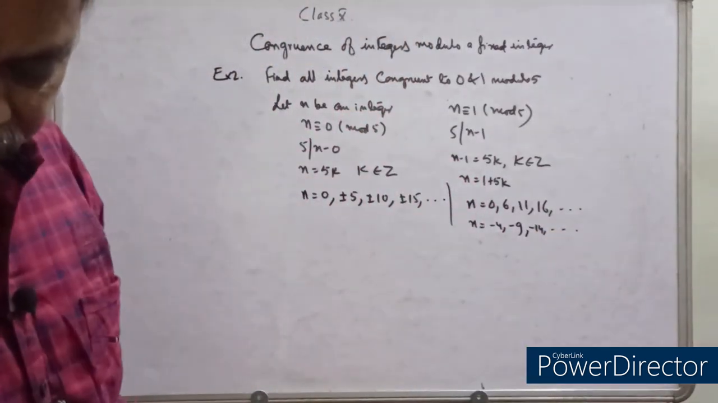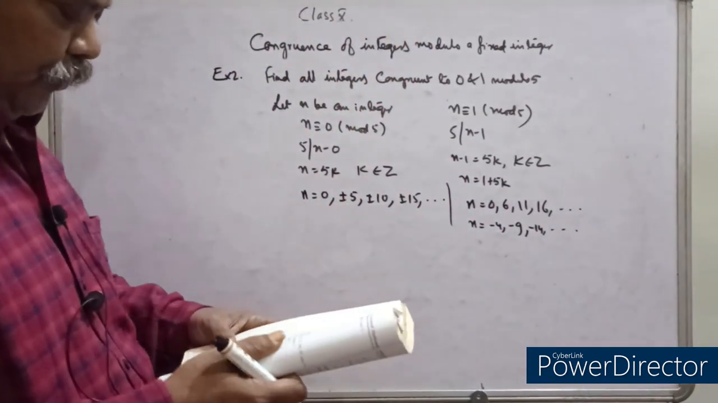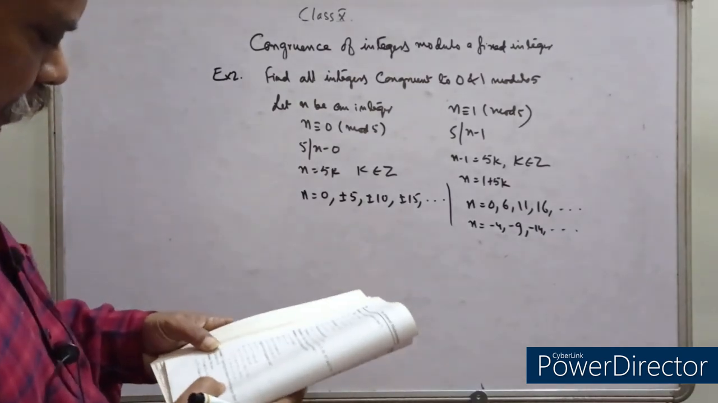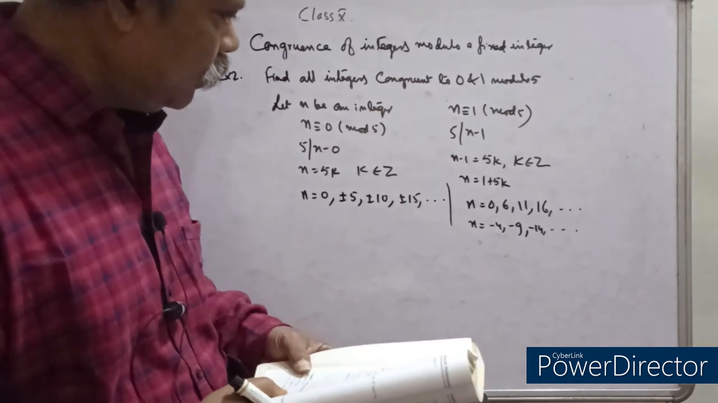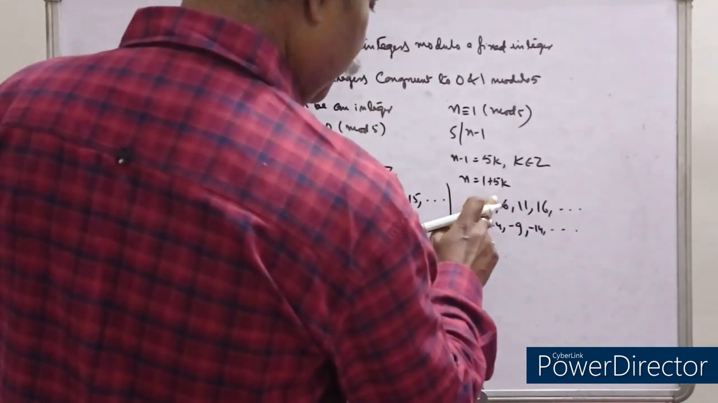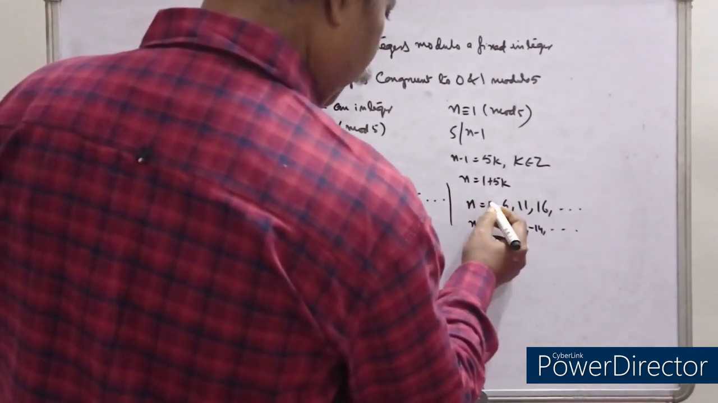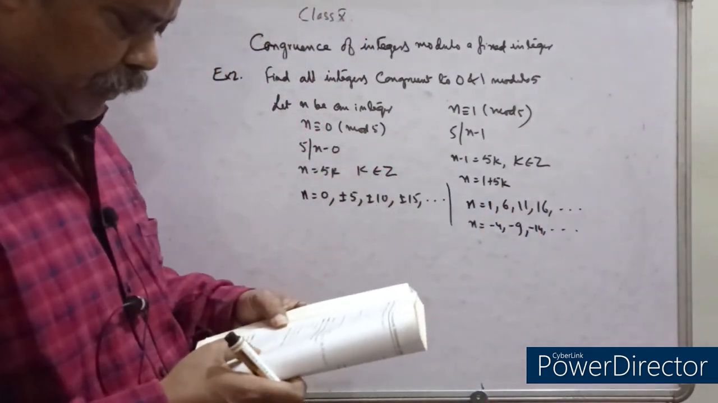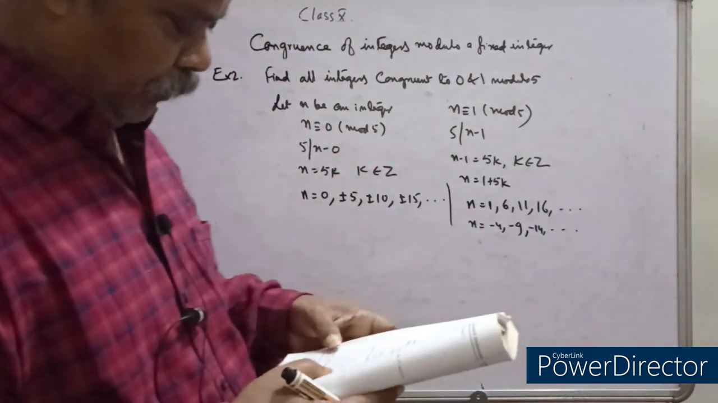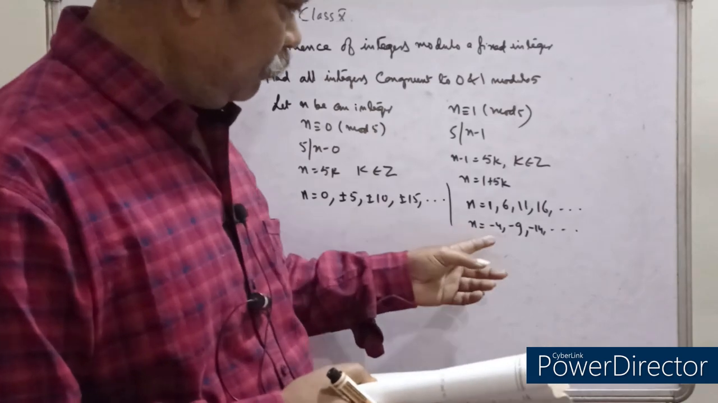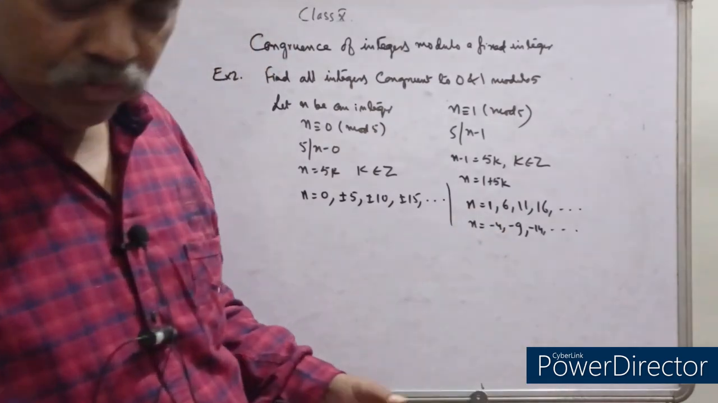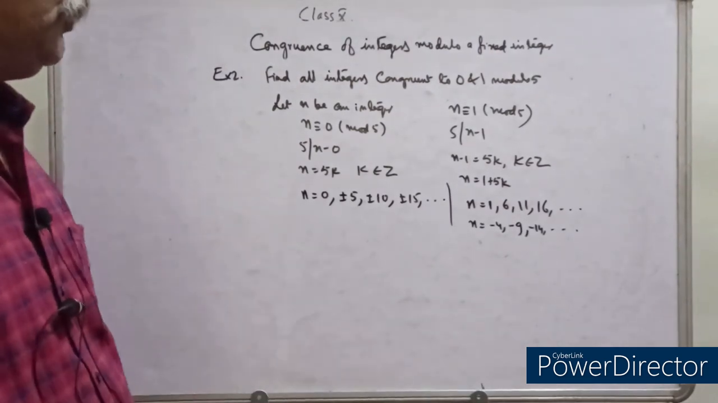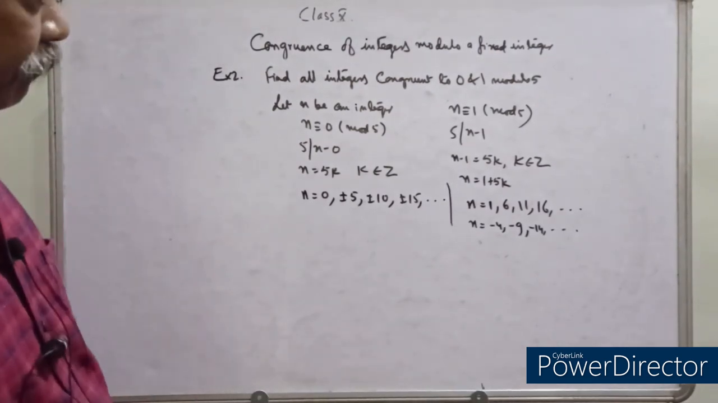So let me check the answer. Here you see that they have given the value of n for k equal to 0, the value is 1. So here they have given 1, minus 4, 6, minus 9, 11, and it will go on like this because we do not know the limit of n.